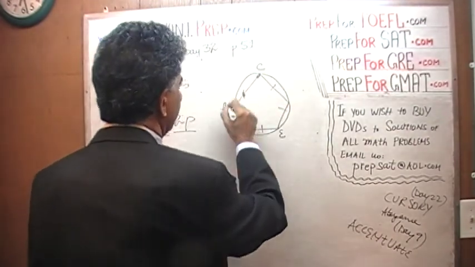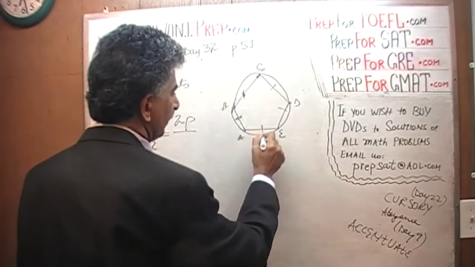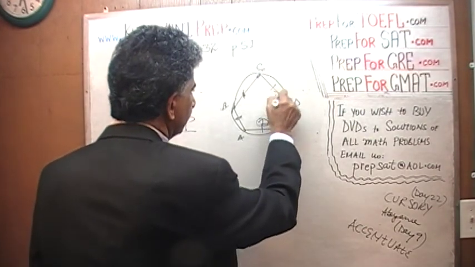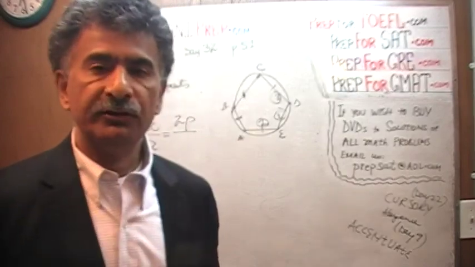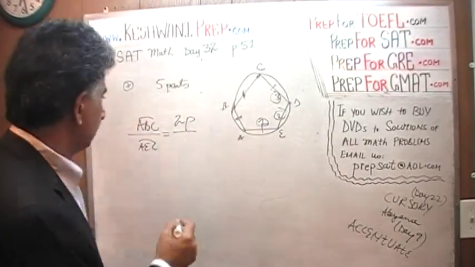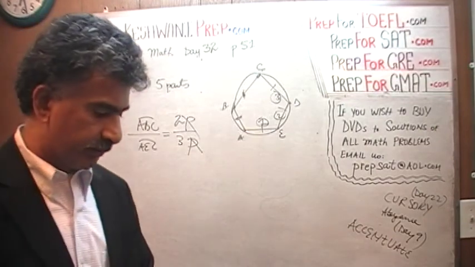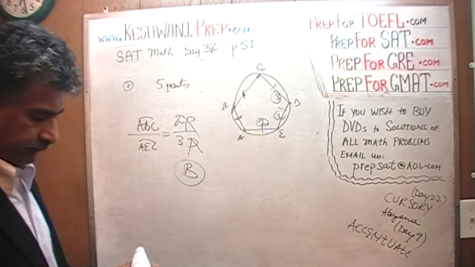AEC, A, B, C, D, E. AEC is made up of 1, 2, 3 parts. Arc AEC is a longer arc which is made up of 3 parts. That's all. Therefore the ratio is 2 to 3. The answer is B.